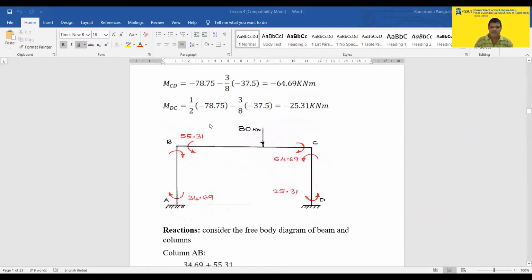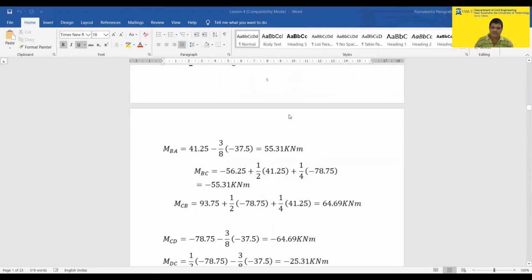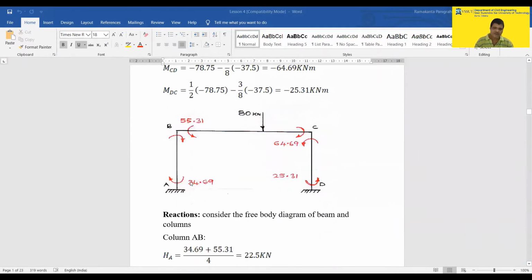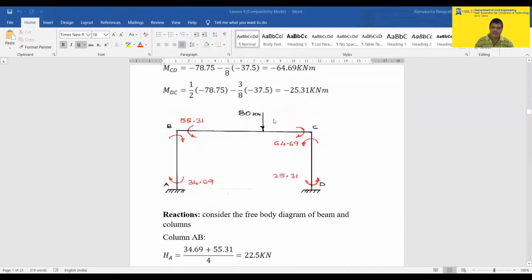So MAB comes out to be a plus. Plus means clockwise and minus means anti-clockwise. Now MAB is 34.69, which comes out clockwise, and MBA also comes out clockwise. This value comes minus 55.31, so anti-clockwise, and this value comes plus 64.69, so that is clockwise. Here MCD comes minus, so it is anti-clockwise, and MDC comes minus, so it is anti-clockwise.